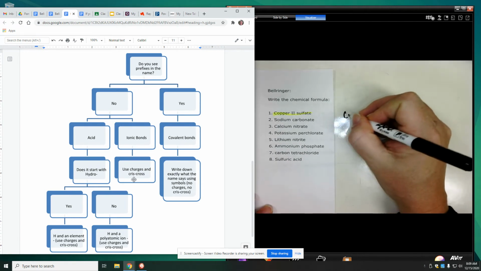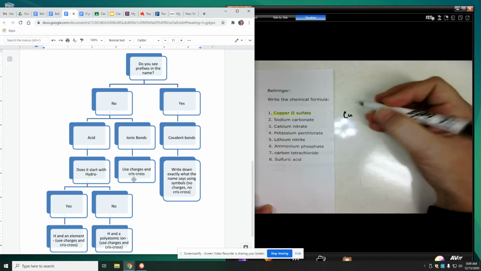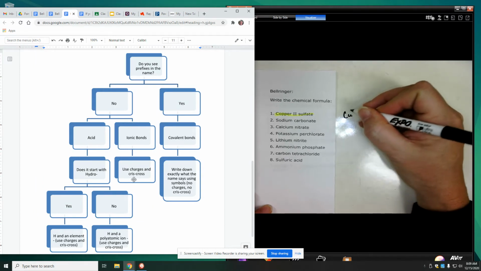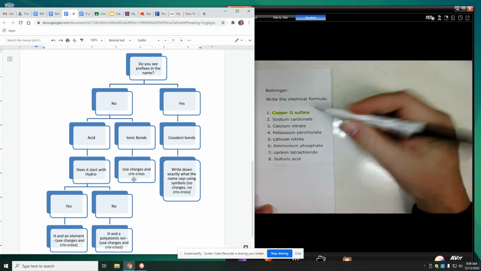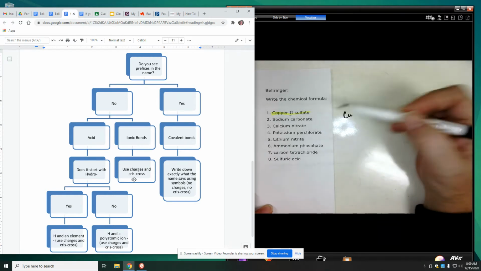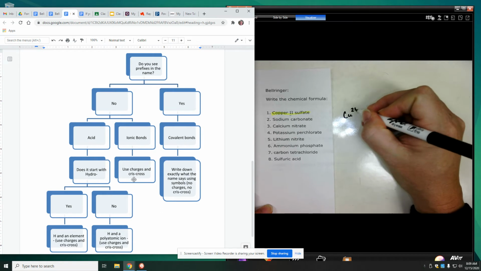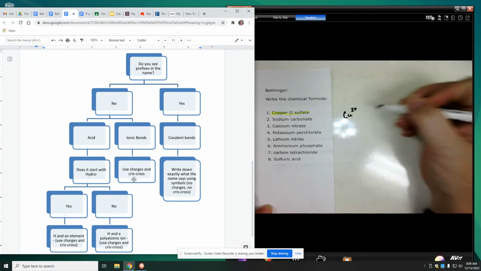So copper is Cu. It is a transition metal. So we don't know its charge. It could be 2, it could be 1. But the Roman numeral tells us the charge of copper, and it tells us that it's going to be copper 2. So it has a 2 positive charge.